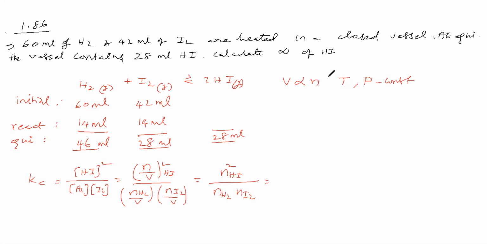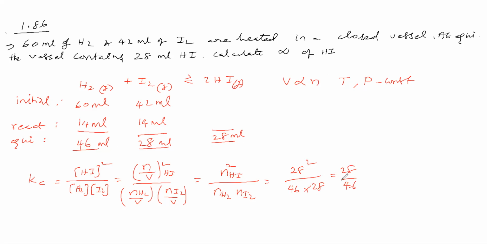Now we know number of moles is directly proportional to volume. Therefore, for number of moles of HI we will write 28 ml, for number of moles of H2 we will write 46, and for number of moles of I2 we will write 28. So we got Kc. Okay. So Kc is equal to 28 by 46.